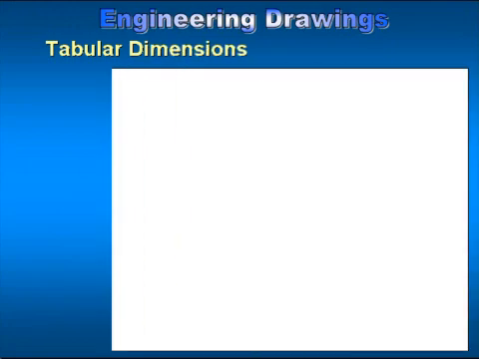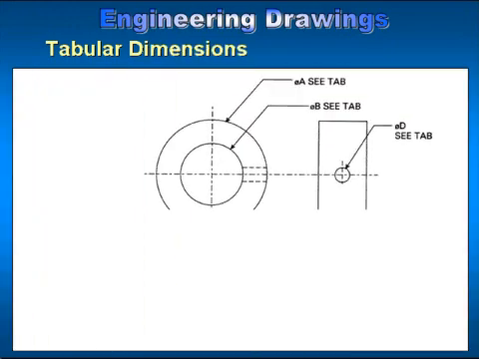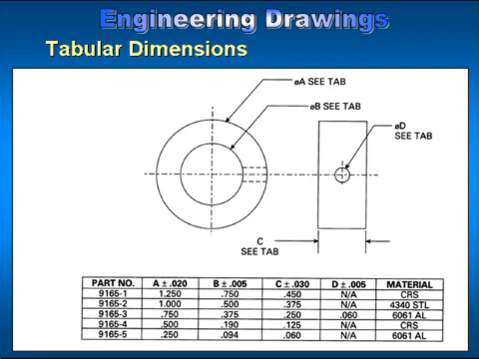Tabular dimensions. There are times when several similar parts are made with only slight differences. An example of this is when several washers are produced, the only difference being the inside diameter of the washer. The washers usually have the same basic part number but have a different dash number to identify them. When this is done, tabular dimensioning can be used effectively to save time in preparing a different drawing for each washer, as shown in the drawing on your slide.